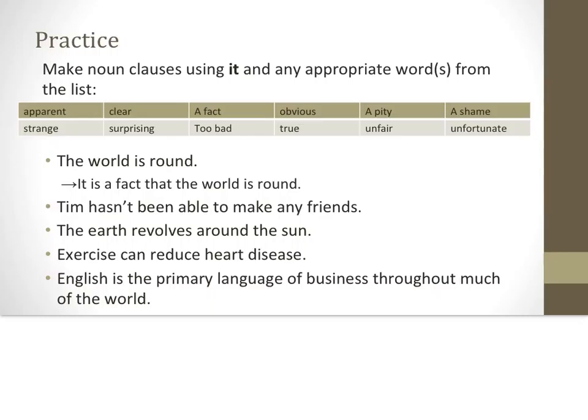Finally, look at the following sentences and turn them into noun clauses beginning with that. You will need to start each sentence with the words it is and use an adjective or adjective phrase from the box provided to make your sentences. Look at the example. The world is round. We can change it to, it is a fact that the world is round. Do this with the rest of the sentences and write them down on your sheet of paper.